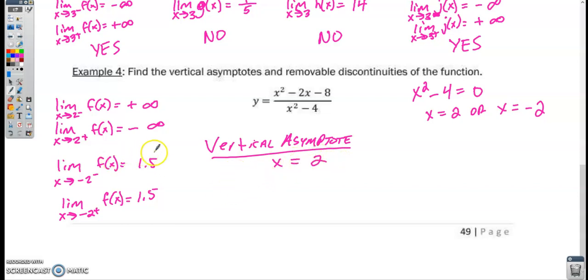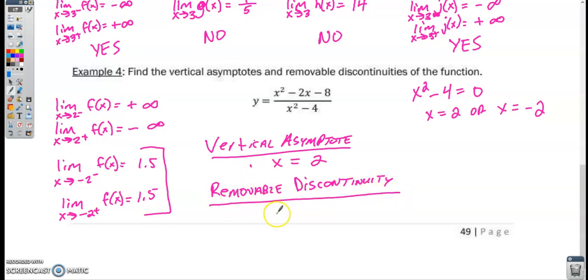And the fact that these limits don't approach positive infinity or negative infinity, if you remember back when we were talking about types of discontinuities, this characteristic where the limit exists but the function does not at a point is indicative of a removable discontinuity. And so there's a hole in the graph here, a removable discontinuity, and the x-coordinate of the removable discontinuity is negative 2, and then the y-coordinate is the value that we found for this limit.